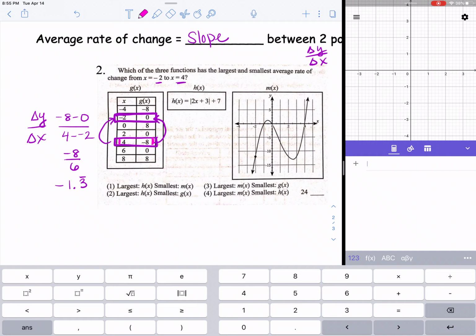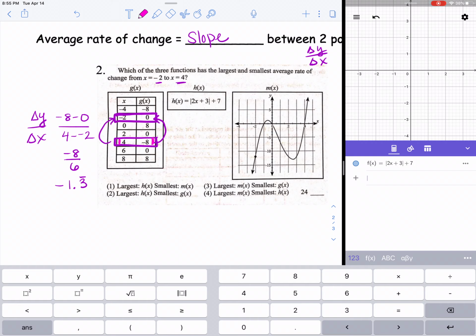Okay, the second function I'm going to use the calculator for, because it gave you the equation just like the last problem. Inside the absolute value bars, which is in this screen, right over or under the e, or to the left of the 4, 2x plus 3, then go outside the absolute value bars before hitting +7 equals.